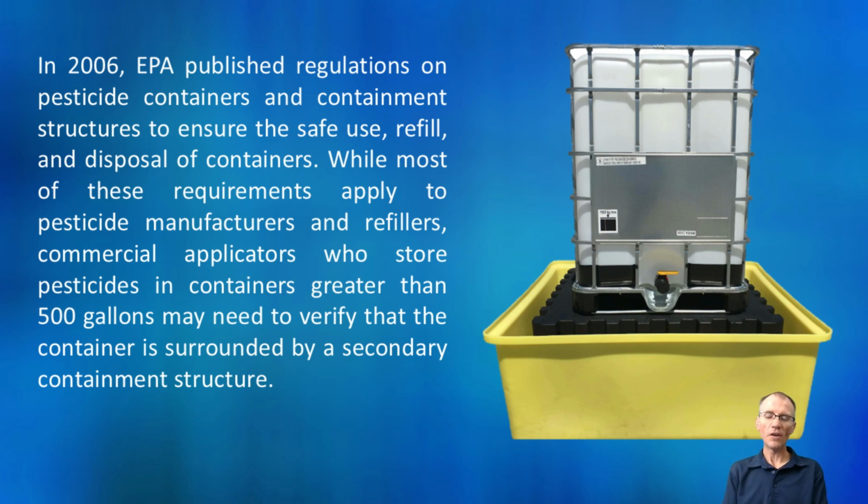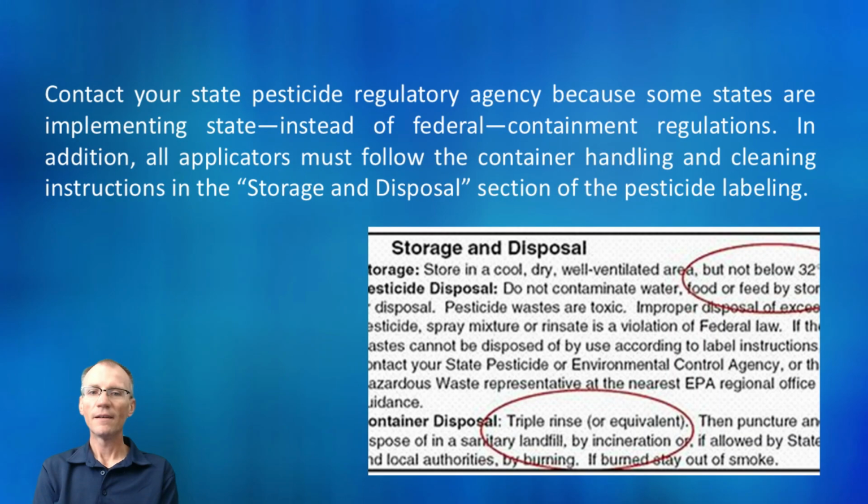I would say very few of you would fall underneath this concern. I would mention this though, those of you doing major lawn applications and farm applications, just keep in mind if you do have containers greater than 500 gallons, you're going to need that secondary container underneath. So just make sure you've got a secondary container in place, a structure. If there's leakage or something like that, then it would be collected in that container. This is something you can find out from your pesticide manufacturers and suppliers if you have questions in that area. Contact your state pesticide regulatory agency because some states are implementing state, instead of federal, containment regulations.